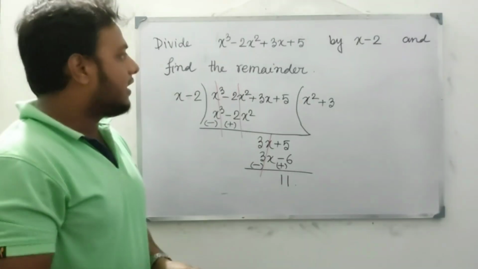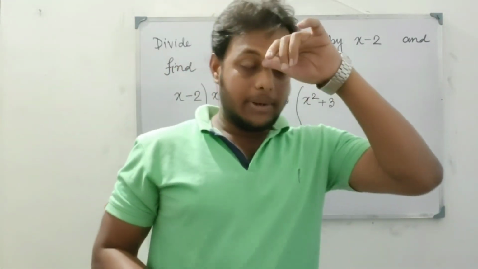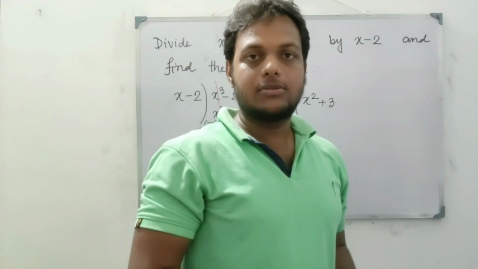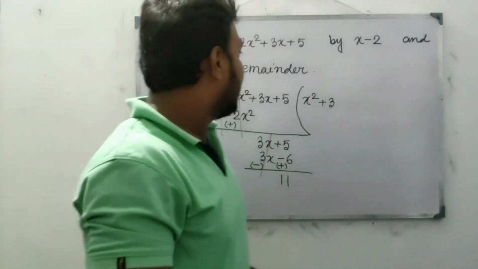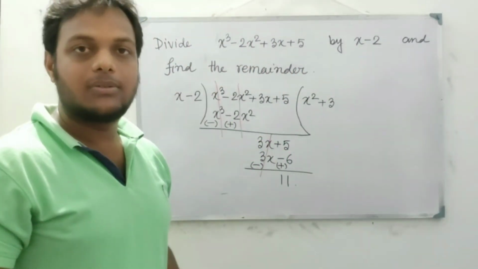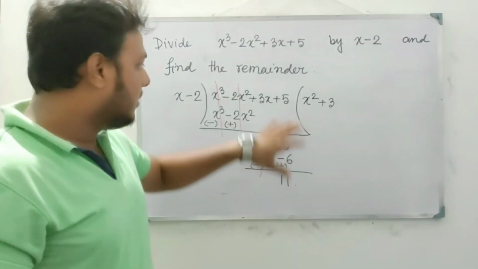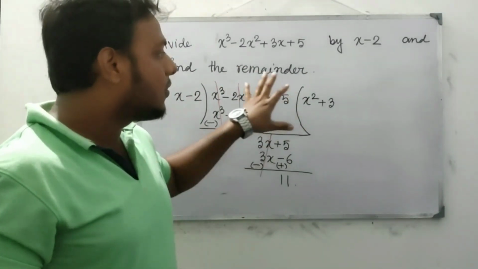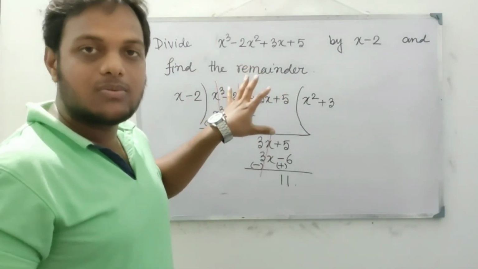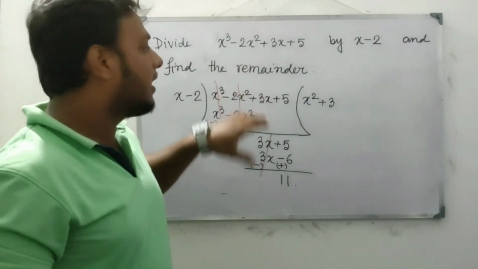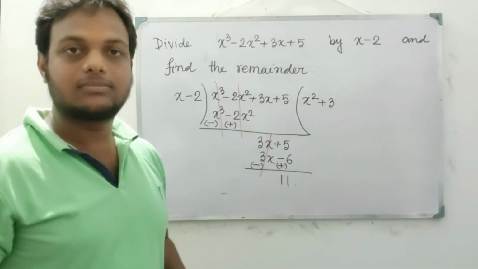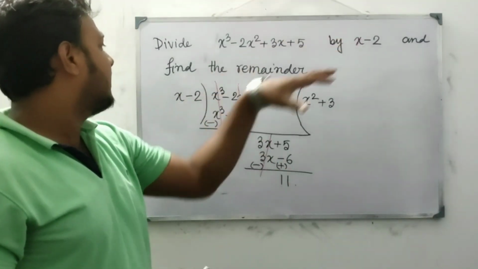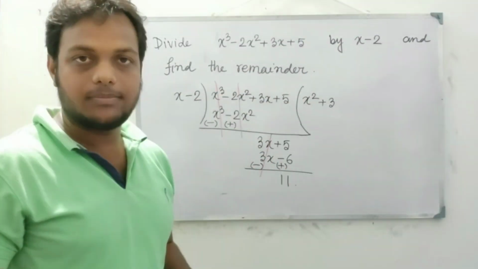So actually in this chapter, remainder and factor theorem, you have to learn how to find the remainder without division. We will skip this process. Without this process, we will try to find the remainder. And we are going to establish that part, how to find the remainder without division.